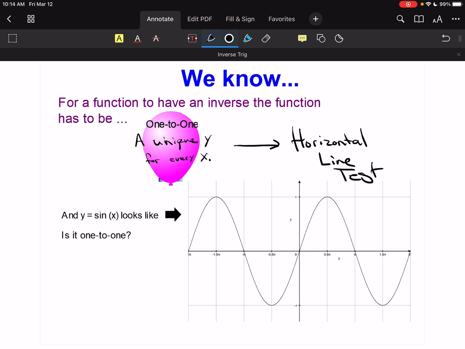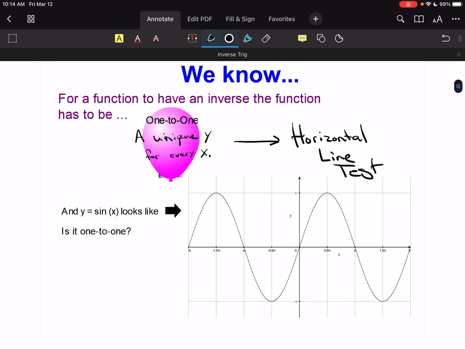So below is a graph of sine, right? And we're trying to figure out, is it 1-to-1? Does it have an inverse? So as it currently sits, if I do the horizontal line test, this thing fails. It hits my graph a bunch, right? It can only hit once when I do the horizontal line test. So this is not 1-to-1, and that causes us some issues.